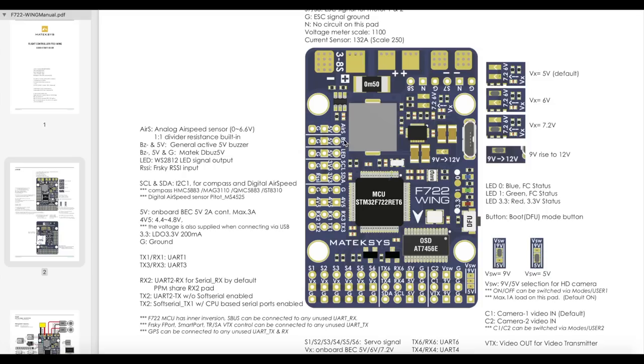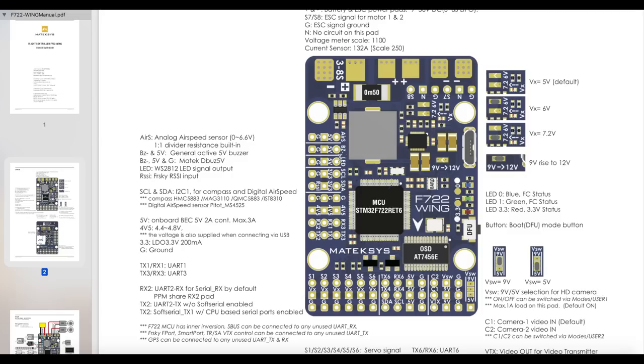The next row is for your buzzer. So you have the signal, 5V, and again the ground. This next row here is if you want to connect an LED. Again, you have a signal, a 5V, and a ground.